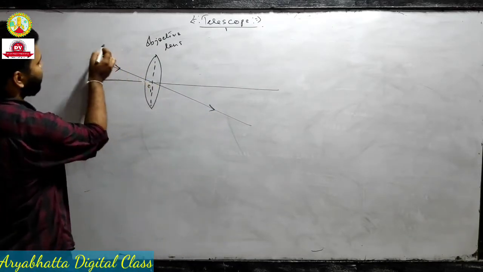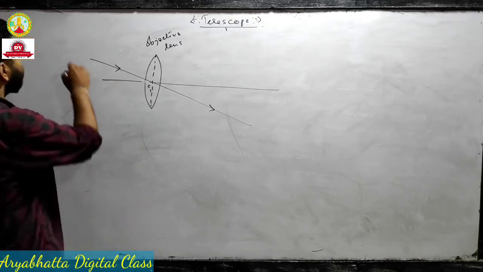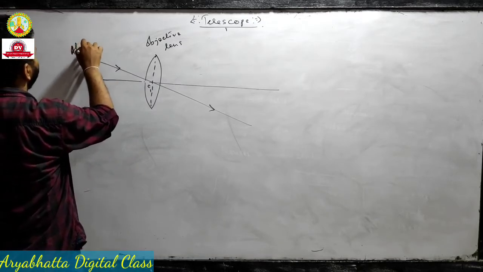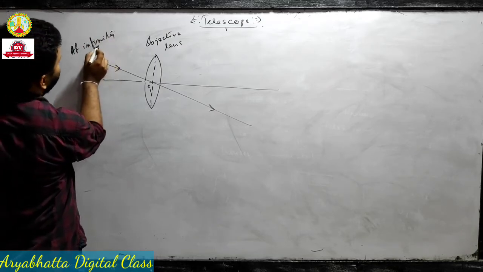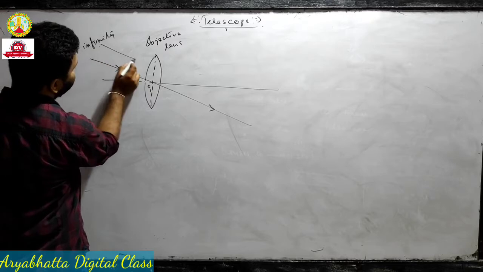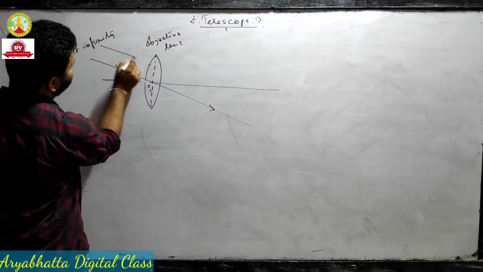Okay, one more light ray. We know that from infinity the light rays are always parallel. So where is the object? Object is at infinity. So the parallel light rays will come like this. Try to understand the diagram.